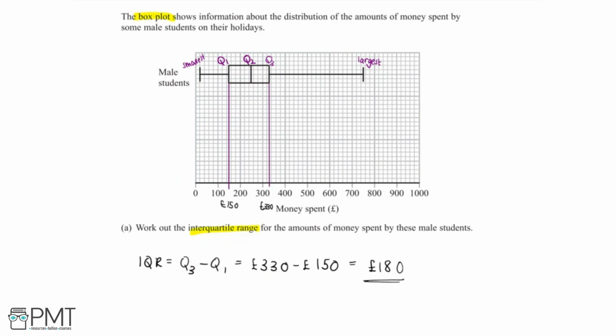Now Part A is worth 2 marks. The first mark is for evidence of using both the upper quartile and the lower quartile, which we've clearly shown in our working by doing 330 take away 150. And now the second and final mark is for getting the correct answer of £180.